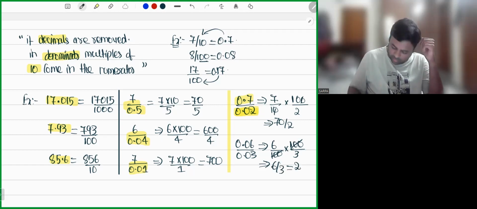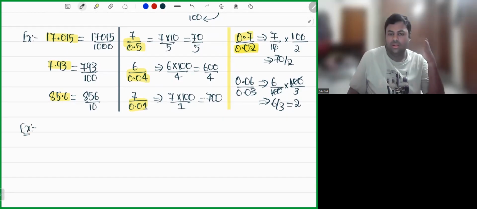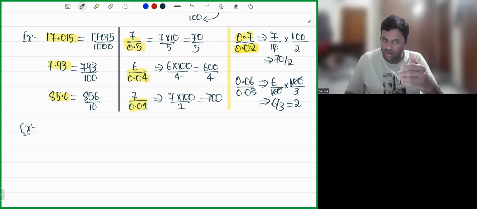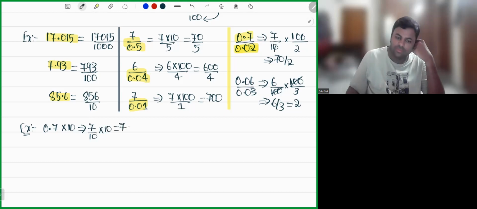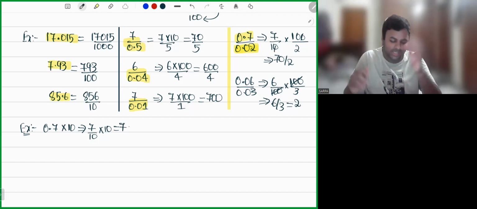Okay. Now, decimal multiplication. For example, if you multiply a decimal by 10, the decimal point starts moving. If you multiply a decimal by multiples of 10, it starts moving. For example, I'm having 0.7 into 10. What is 0.7? 7 divided by 10 into 10, which is equal to 7. Or else, see how many zeros are there. That many places you can move the decimal.